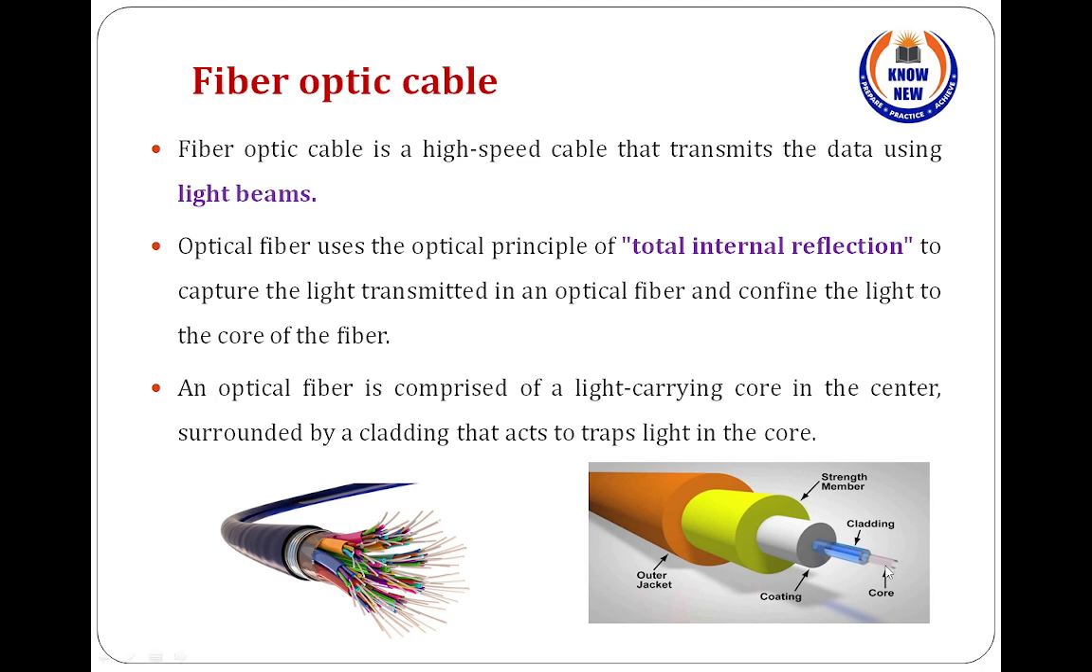If any light signal is reflected, the cladding will reflect that light beam signal again back to the core portion. The cladding is around the core portion. If any light beam signal strays during the data transmission, it is reflected back to the core, through which we can easily avoid the loss of signals. That's why the optical principle called total internal reflection is used.